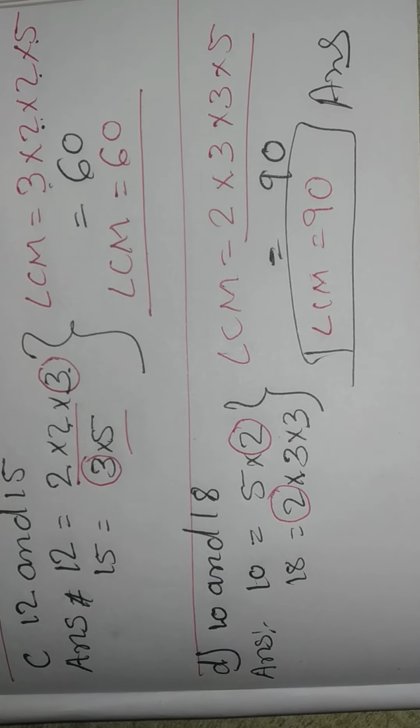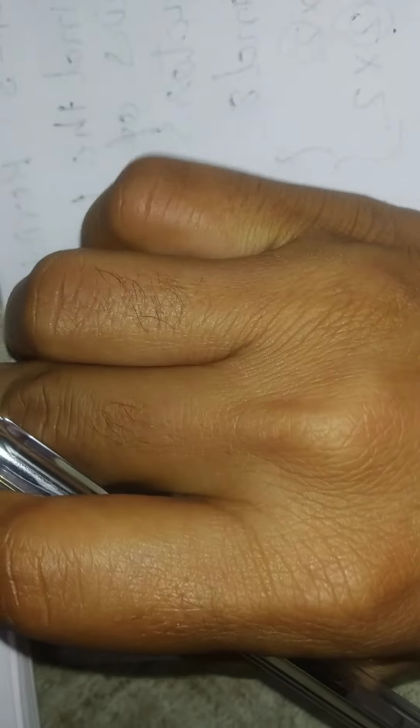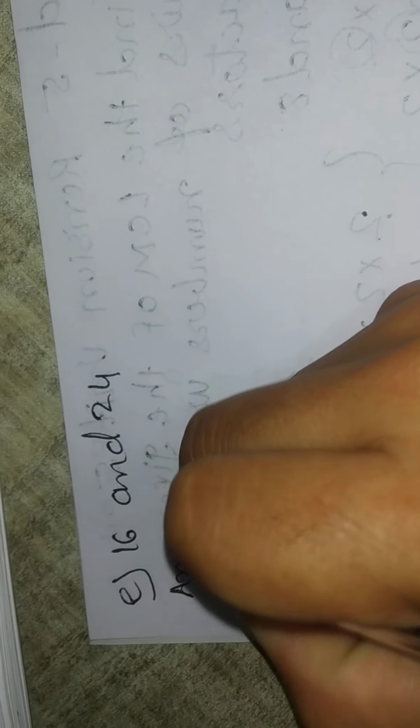Okay students, I hope your work is complete. Now we'll start the next sum. Now the next sum is an even sum: 16 and 24. So in that we have to write the answer.